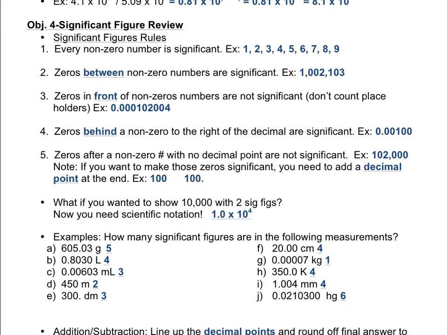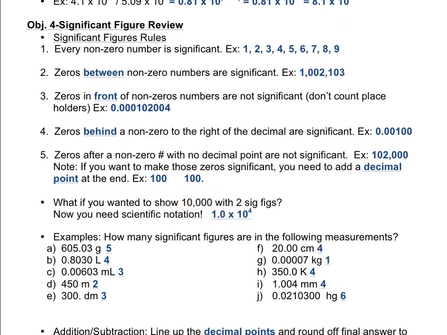So what if you wanted to show 10,000 with 2 sig figs? Well, that's hard to do because there's nothing you could put there. It's only got 1 sig fig when it's written like that. But you know it's exactly 10,000, so how would you show that? Well, you need to use scientific notation to do that. So you change this number to a number between 1 and 10 to write it in scientific notation, you would put it right here.